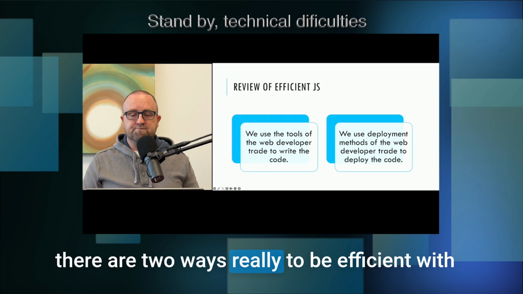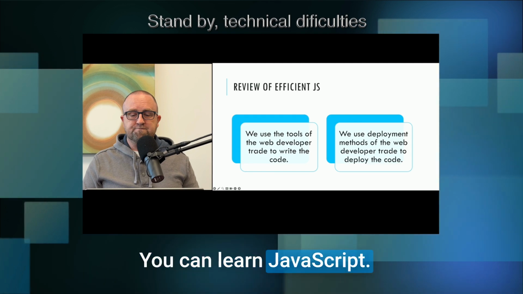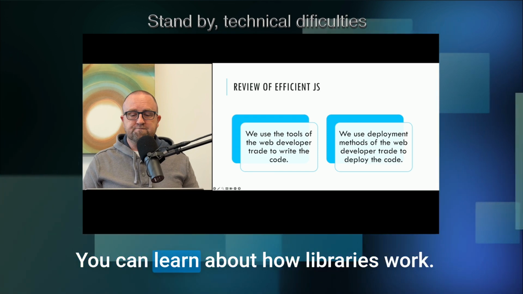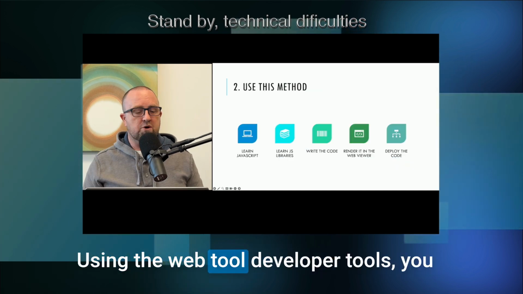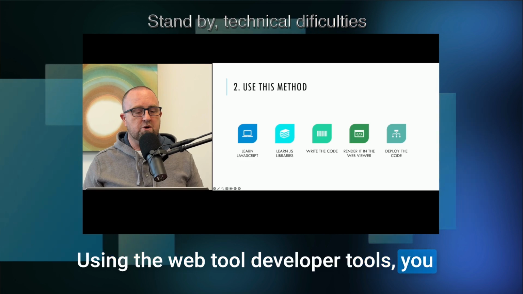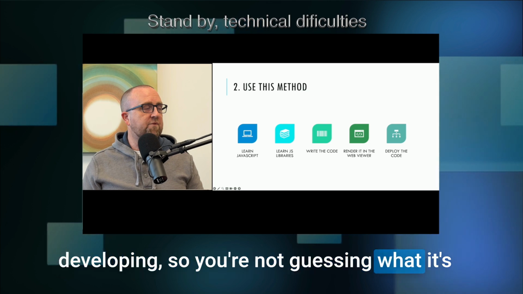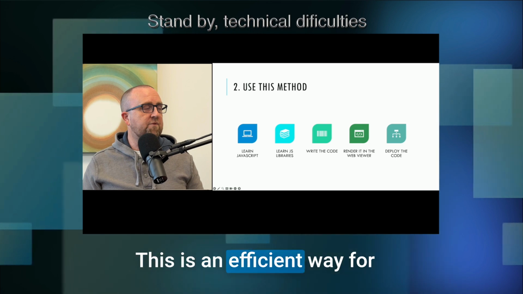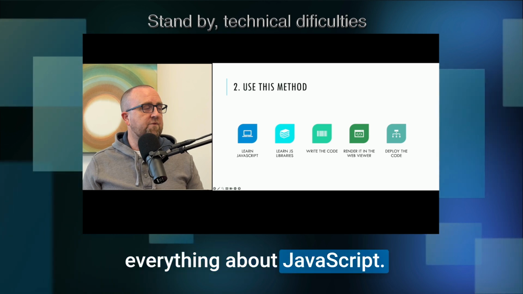There are two ways really to be efficient with working with JavaScript and FileMaker. You can learn JavaScript. You can learn JavaScript libraries. You can learn about how libraries work. You can write the code using the web developer tools. You can render it in the web viewer while you're developing, so you're not guessing what it's going to look like, and you can deploy the code. This is an efficient way for us to work with JavaScript. We don't need to learn everything about JavaScript.